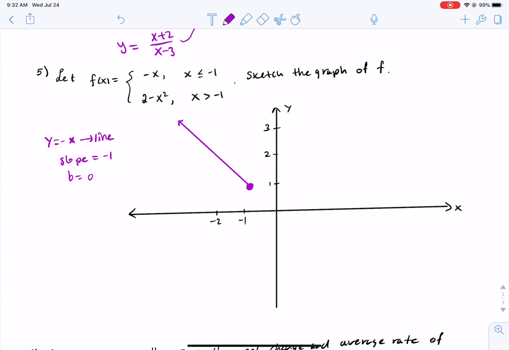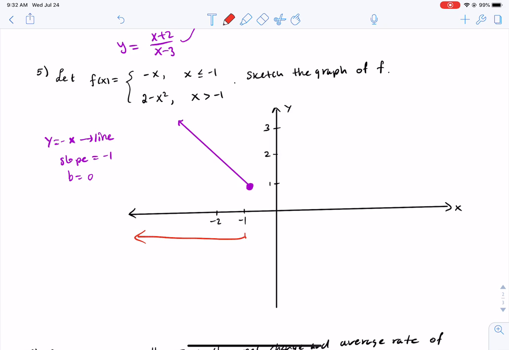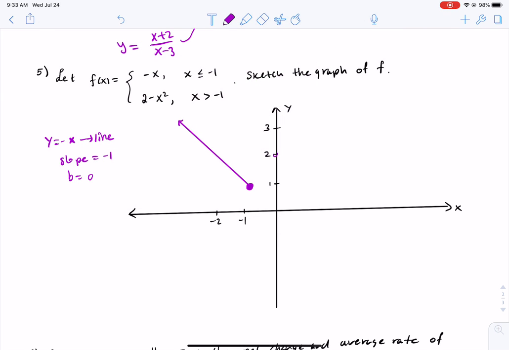But we only want the part of the line where x is less than or equal to -1. So that's these x values right here. So we cut off the rest of the graph from the right side. Now, for the second part, what kind of function do we have? A quadratic. And what will be the y-intercept of that quadratic formula? What will be the value when x is equal to 0? 2. So at x equals 0, we get a value of 2, like this one.